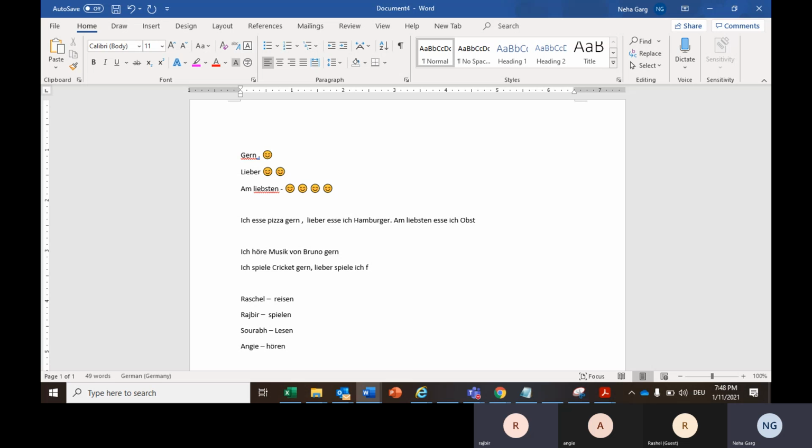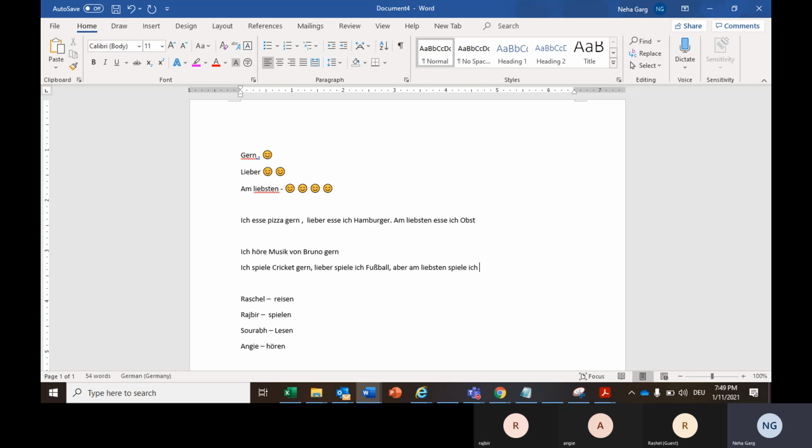Fußball. Why mehr? You don't have to use mehr. Lieber you have used already. Oh, sorry. Fußball. Football. Spieles ist Rennen. Am liebsten. These are the adjectives you had to use: gern, lieber, am liebsten. Okay, ich spiele Cricket gern. Lieber spiele ich Fußball. Aber am liebsten spiele ich Spiele ist Rennen.